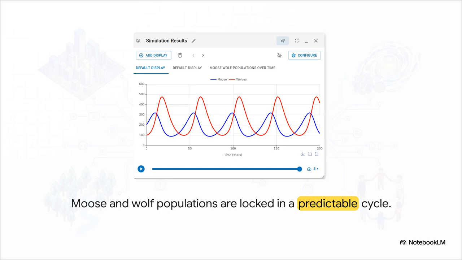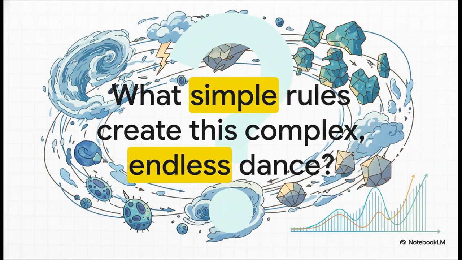What you're looking at, this is a simulation. It's tracking wolf and moose populations over like 200 years. And you can see it, right? That pattern. The numbers go up, they go down, all tangled together in this rhythm. It's pretty mesmerizing, but here's the thing. It is not random. Not at all. There's a hidden logic under the surface driving this whole thing. And that right there is the big question for us today.